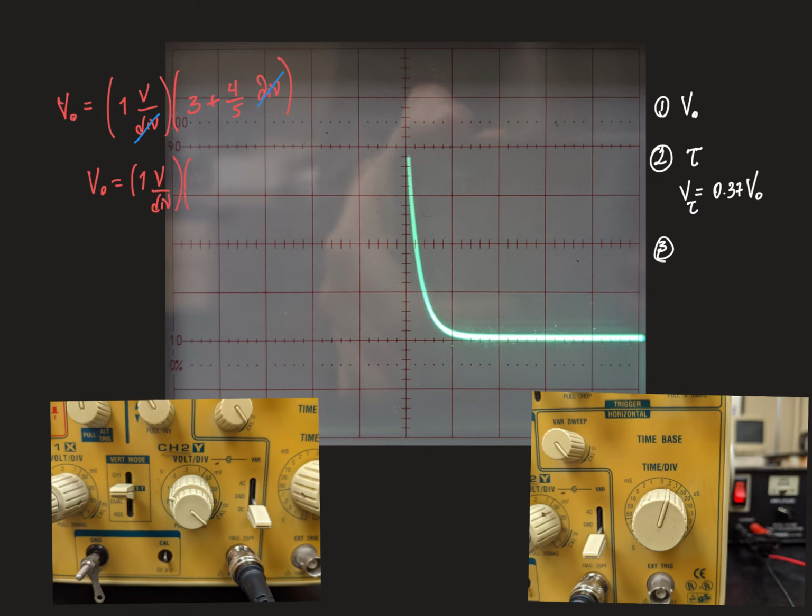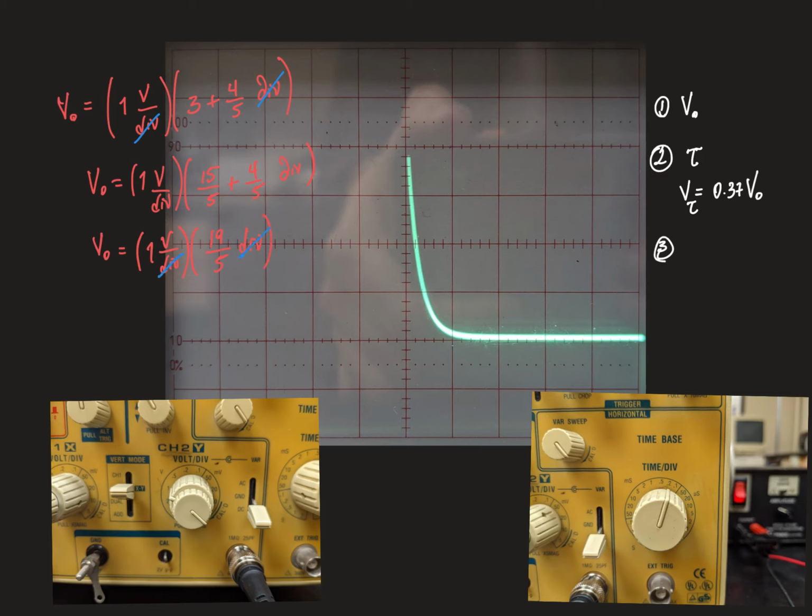And this is going to be 3 in terms of fifths, which can be written as 15 divided by 5 plus 4/5 divisions. Therefore, this is V sub 0, which is equal to 1 volt per division. And 15 plus 4 is 19 over 5 divisions.